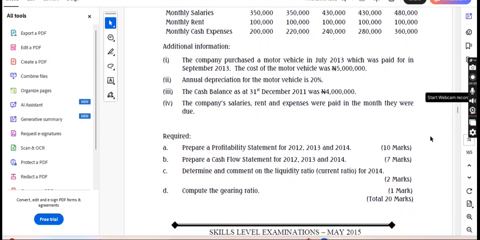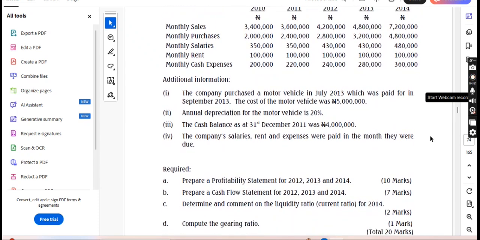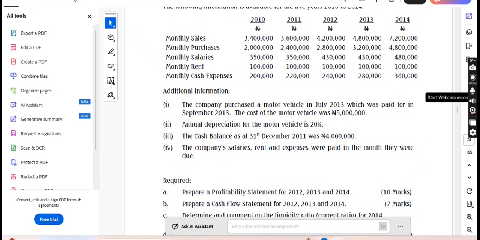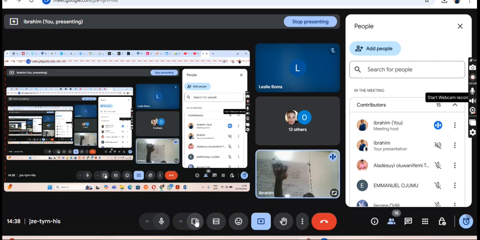Required. Prepare a profitability statement for 2012, 2013, and 2014. Prepare a cash flow statement for 2012, 2013, 2014. Determine and comment on the liquidity ratio, current ratio for 2014. Total marks, 20 marks. Now, class, your profitability statement is in line with your normal profit or loss statement.